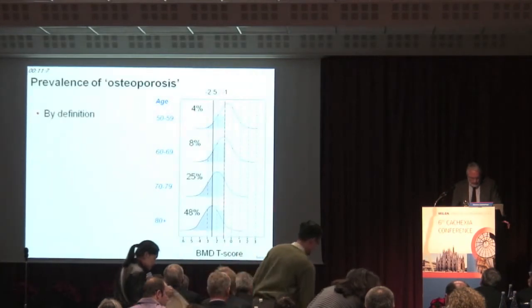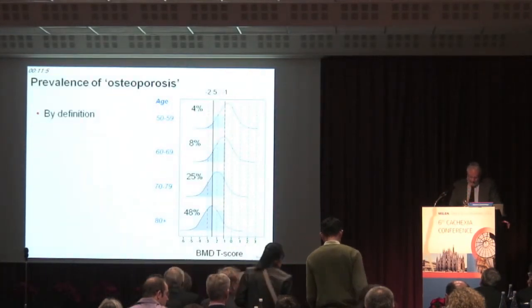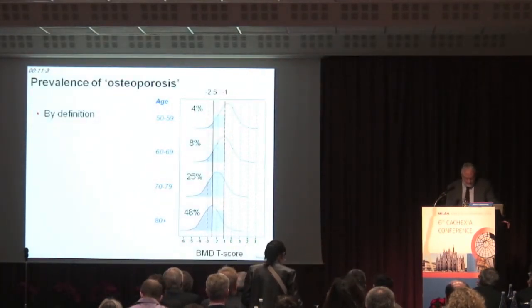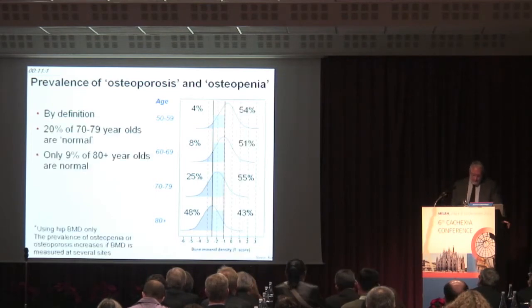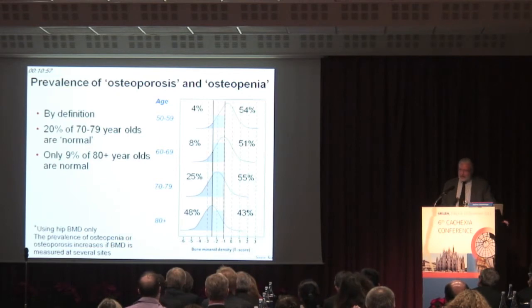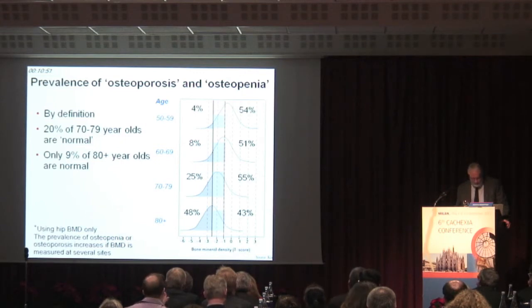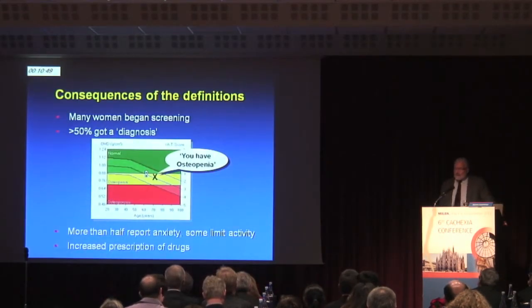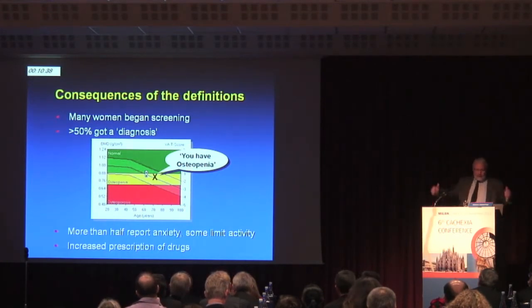And so the prevalence of osteoporosis rises to 50% by the time you're over 80, and osteopenia is about 50% of people at any given age, and so that means only 9% of women over 80 are normal, and only 20% of those in the previous decade. Well, these definitions have consequences. Many women have now been screened. Over 50% get a diagnosis. You have osteopenia on a red, yellow, and green video.